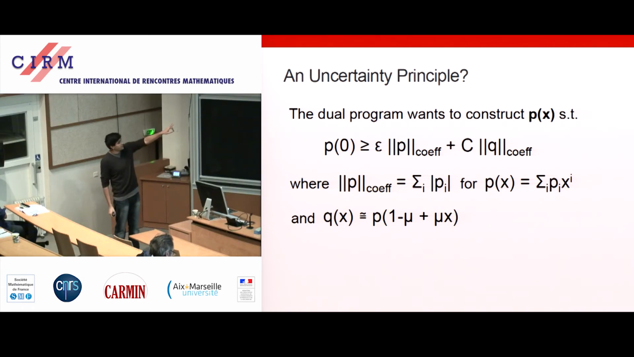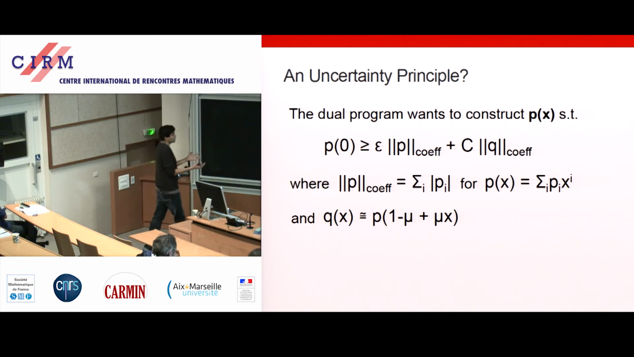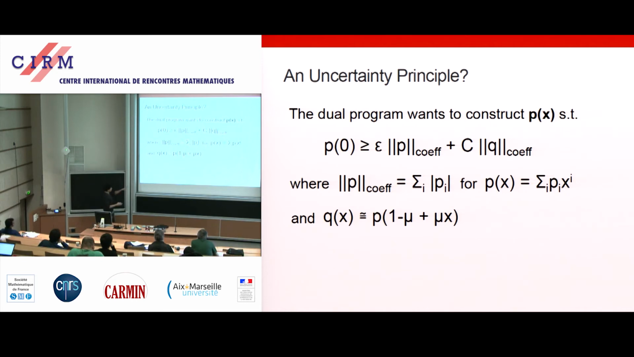Well, the epsilon and the C were actually constraints in our LP, so they end up showing up in this polynomial problem. But what I'm really going to do is show you that such an uncertainty principle holds, that this inequality is never true. That for all polynomials, epsilon times its coefficient norm plus C times some other related polynomial's coefficient norm is large compared to the value at 0.